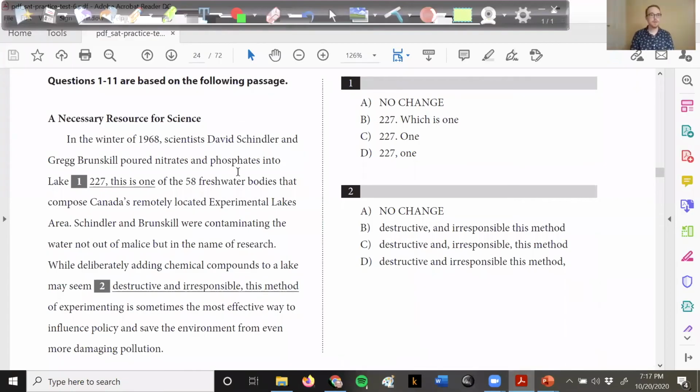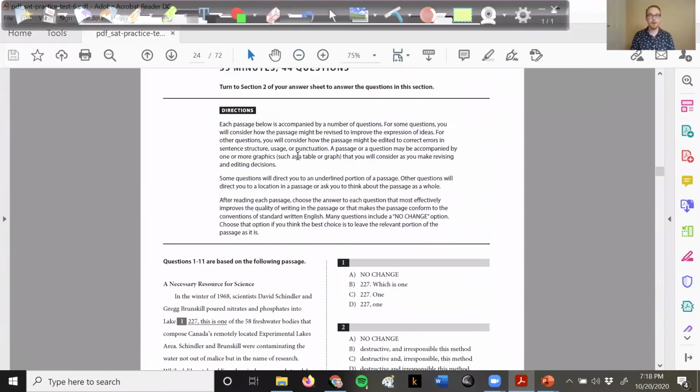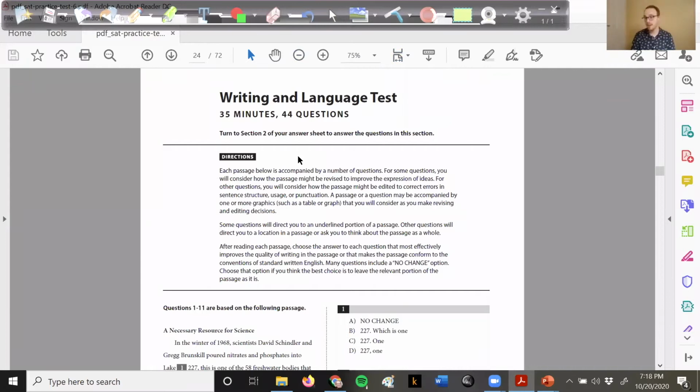Okay, so this is what it should look like. You should have a title that says a necessary resource for science, and it should start on the winter of 1968. If you zoom out, this is what the whole page will look like. This is a little closer to what it's going to look like on test day. You'll have a title like this, your time expectation, and how many questions you're going to run into.